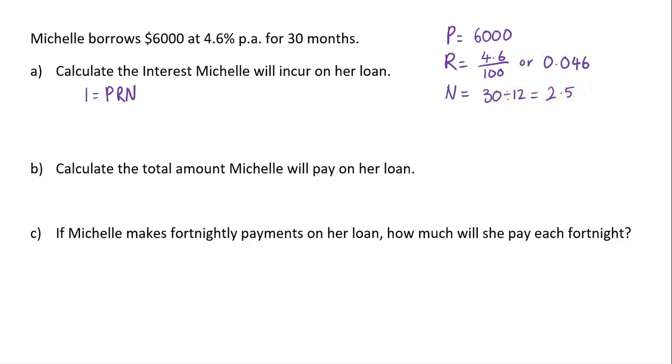And so we now have our n for number of years as years. 30 months is equal to 2.5 years. So we can go ahead and put those values into our formula. Principal was 6,000. Interest rate was 4.6 over 100 or 0.046. You can use either for this formula and it will work out the same. Times n, our number of years, is 2.5.